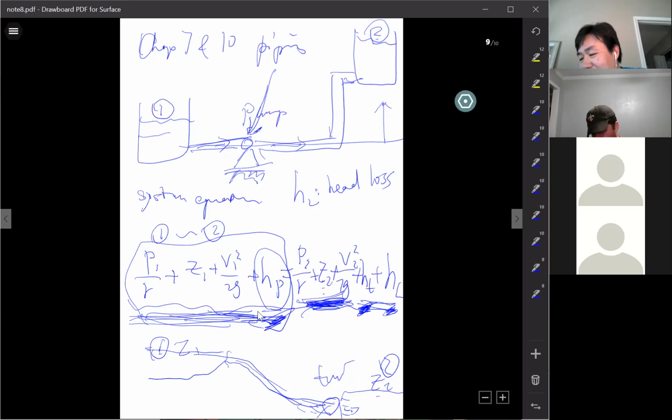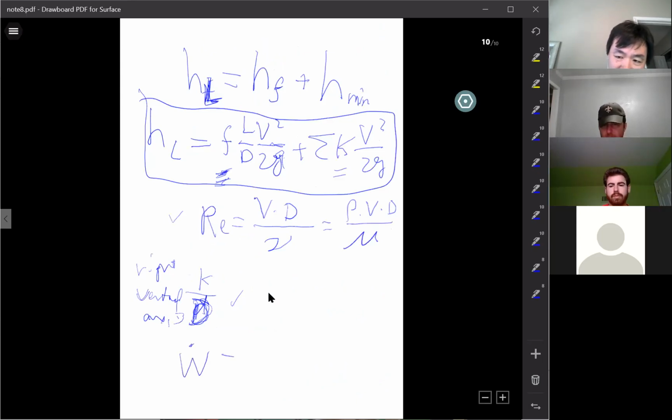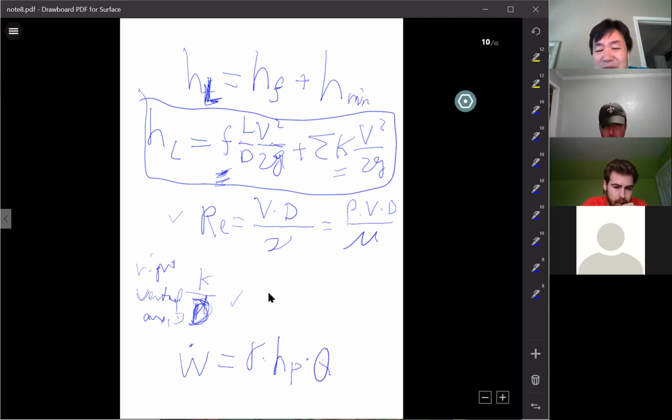If you know the power required by the pump, then you can find a pump. How much horsepower does this pump need to make this happen? So the conversion is this: power equals gamma times pump head times flow rate. Flow rate matters. And what is gamma? It's the property of the fluid, rho g, specific weight.